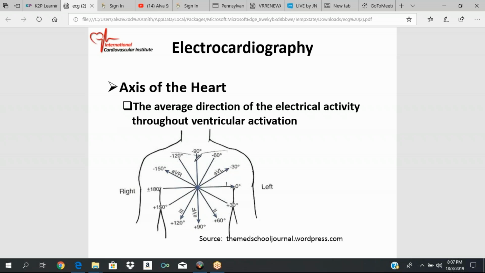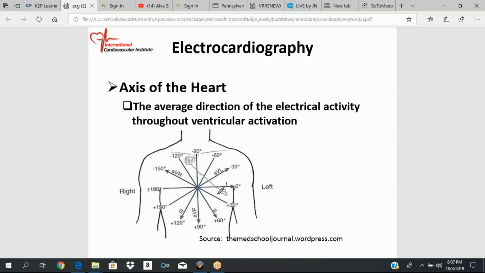Let me see if I can draw it. It's going to be more on the right side of the heart. I'm going to just highlight it. It's not this big, of course. But if it's right here, the electrical activity is originating from here, and it's going to travel through the atrium and then down the ventricle. This is the general direction that the electrical impulse is traveling in.